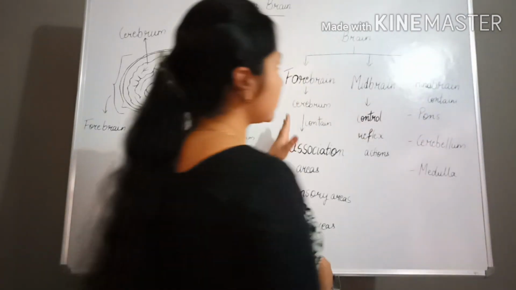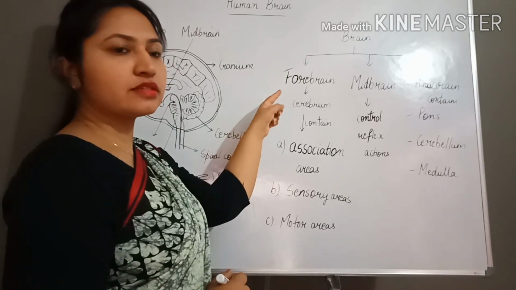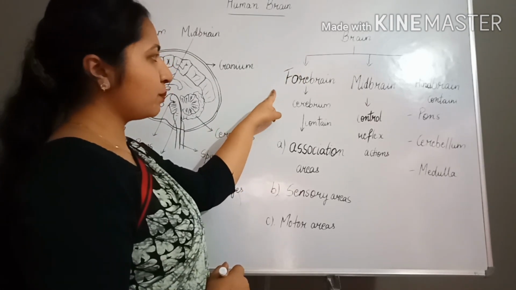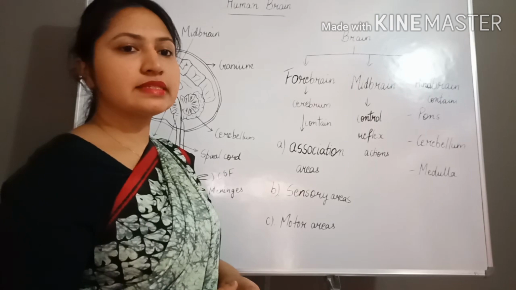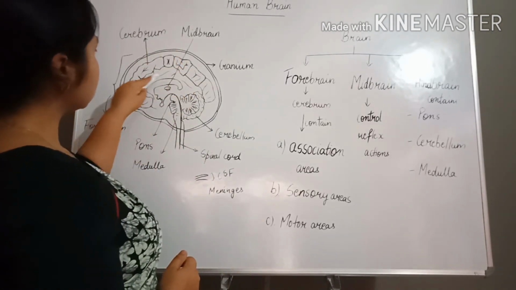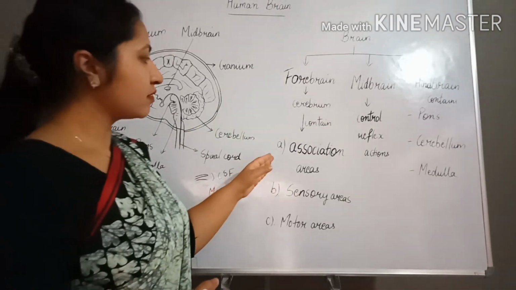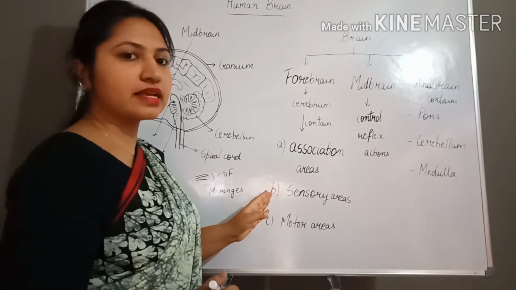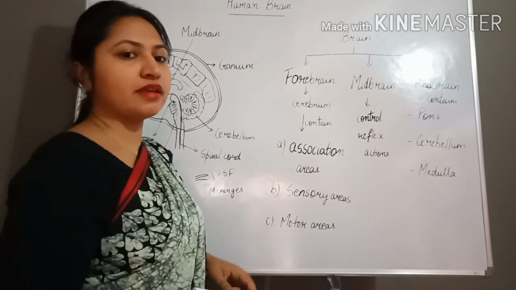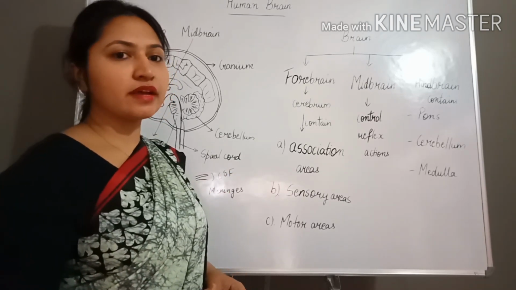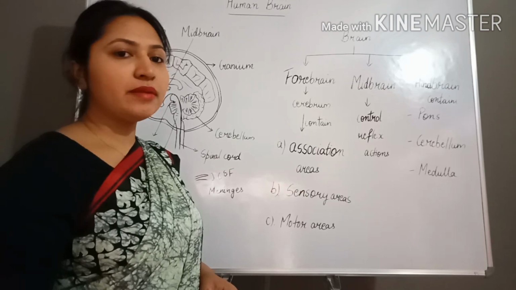Now we will discuss the structure of the brain in detail. As I told you, the brain consists of three parts: forebrain, midbrain and hindbrain. The forebrain consists of the cerebrum. This portion is known as the cerebrum. And the cerebrum contains three areas. First, association areas. Second, the sensory areas. And third, the motor areas. Now what are the association areas? Association areas are those areas which are related with thinking, learning, intelligence, personality and memory.